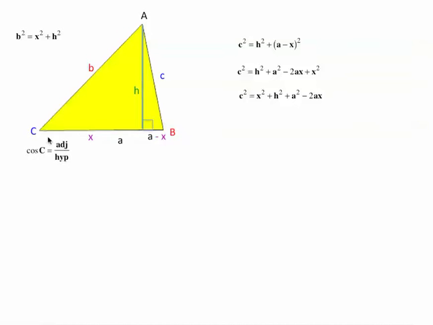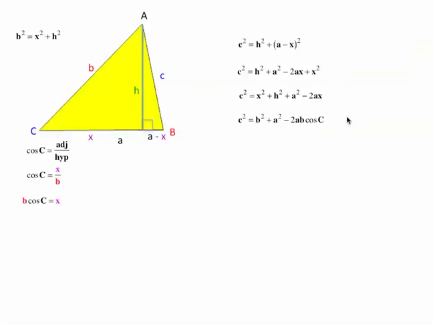So we have the cosine of c is the adjacent over the hypotenuse, which is going to be x over b, and then to get the x alone I'm going to cross multiply the b. So I have b times cosine of c is equal to x. So now I can replace this x with b cos of c, and I can replace the x squared plus h squared with b squared. So I'm going to get c squared is equal to b squared plus a squared minus 2a, and then the x is being replaced with b cos of c.